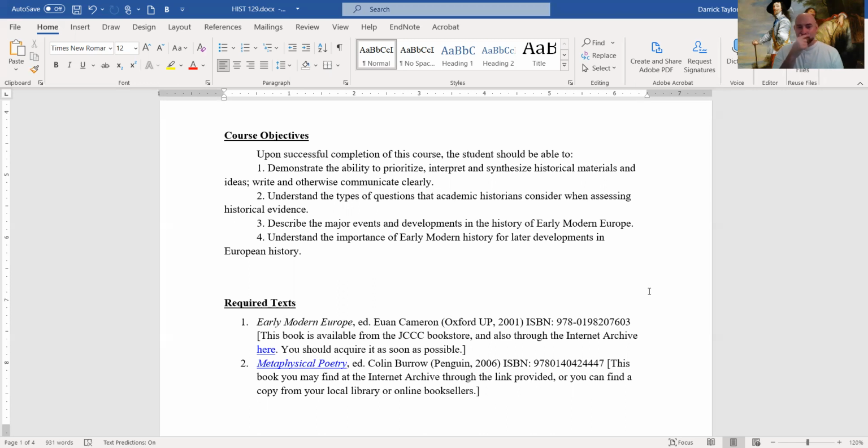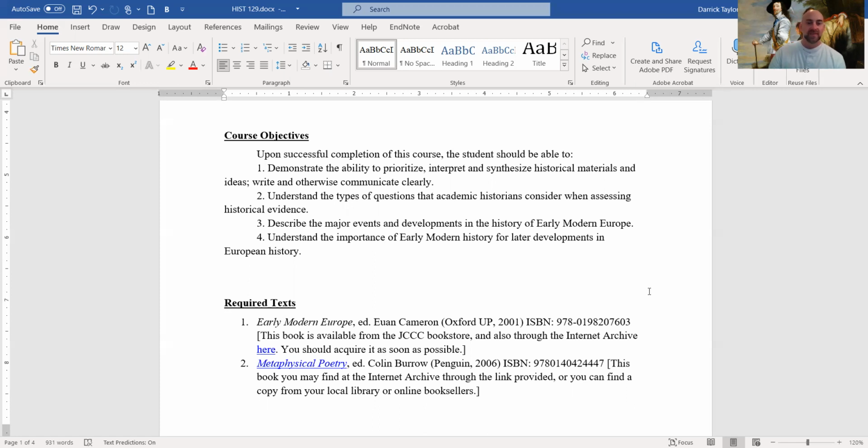Required texts, there are basically two, and as it turns out, you don't actually have to buy either of them, I don't think. The main textbook which you'll need is Early Modern Europe, edited by Ewan Cameron, Oxford UP. It's about 20 years old, but it's still a good introduction to the subject. I've ordered copies from the JCC bookstore if you want a hard copy.